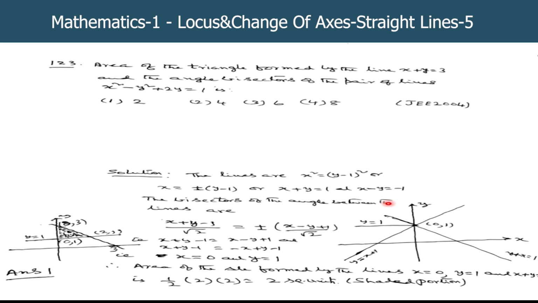So these are the lines, and the bisectors of the angle between the lines are (x plus y minus 1) by root 2 is equal to plus or minus (x minus y plus 1) by root 2. So the angle bisectors are nothing but x is equal to 0 and y is equal to 1. Therefore, the area of the triangle formed by the lines x is equal to 0, y is equal to 1 and the given line x plus y is equal to 3 is simply half of 2 into 2, which is equal to 2 square units.